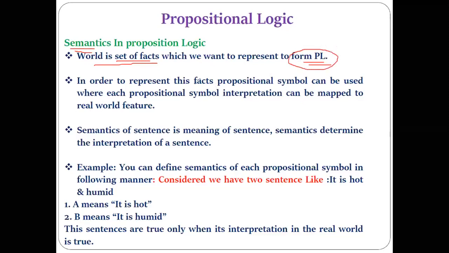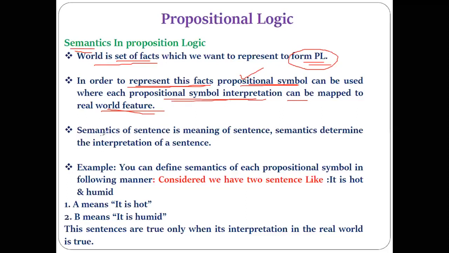To represent these different real world facts, statements and sentences, we are going to utilize propositional symbols, and these propositional symbols have some kind of meaning associated with them. Here I have mentioned that each propositional symbol interpretation can be mapped to a real world feature. So whatever real world facts, sentences, statements and propositions there are, we represent them with the help of propositional symbols, and each of these symbols has some kind of semantics.